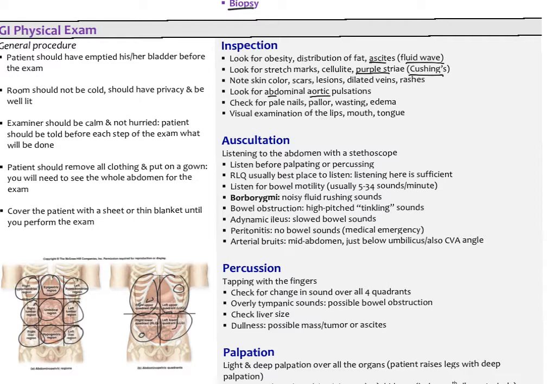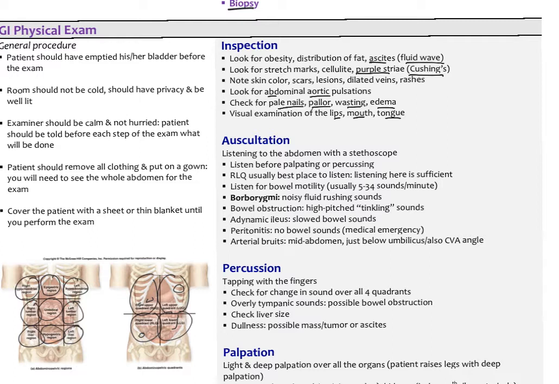And then checking for any signs of anemia, malnutrition like pale nails, pallor, wasting, any edema, and then visual inspection of the lips, the tongue, and the mouth. All of that's important as well, and we'll talk about the mouth disorders coming up here.